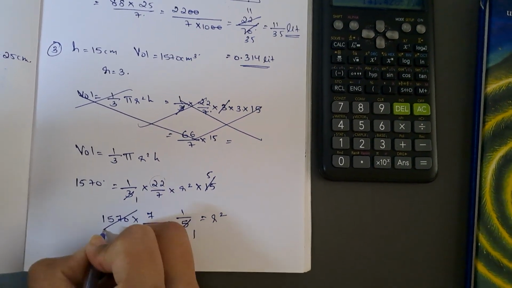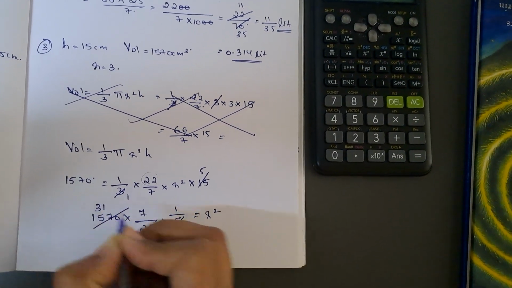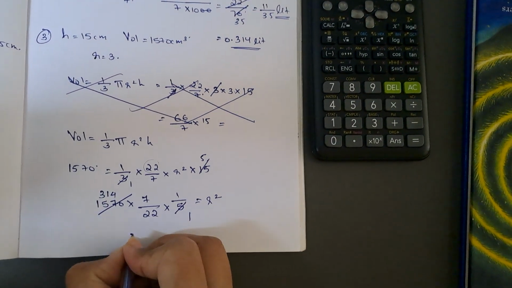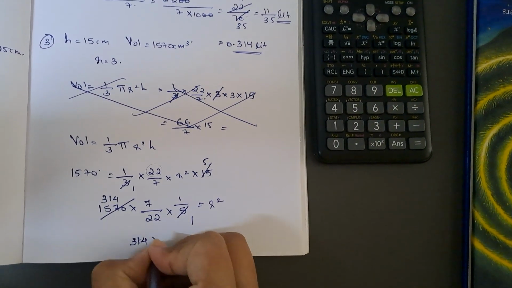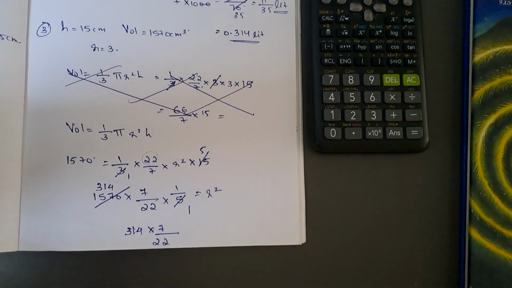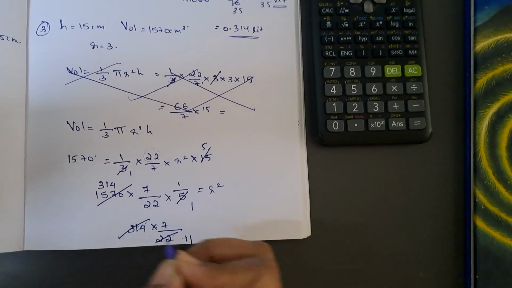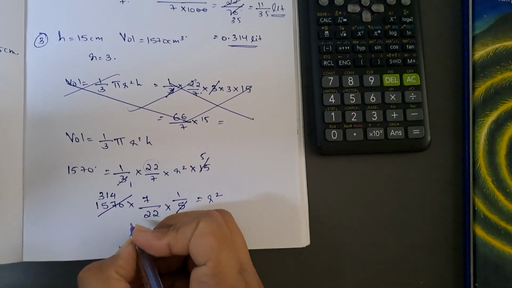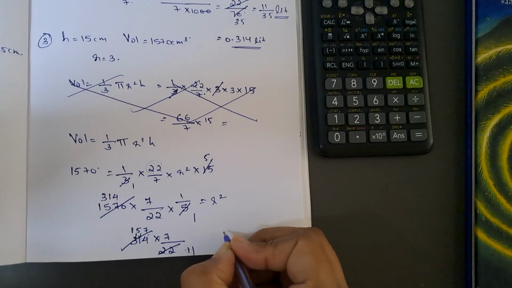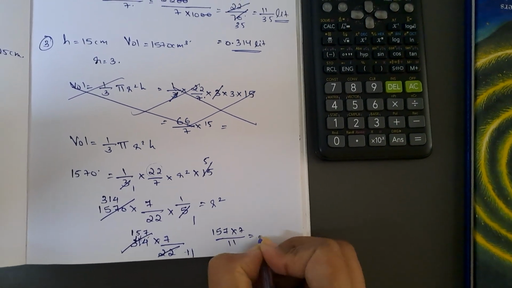Then 5 1 times it goes, 5 3 times, and then 5 1 times, and 4 times. Okay, now I got two even numbers here. 3 1 4 times of 7 upon 22. This goes 11 times, and this goes 2 times. Times 2 table I'm using. 2 1s are 2, then 5s are, then 7s are. So we are left with 157 times of 7 upon 11 is equal to the r square.